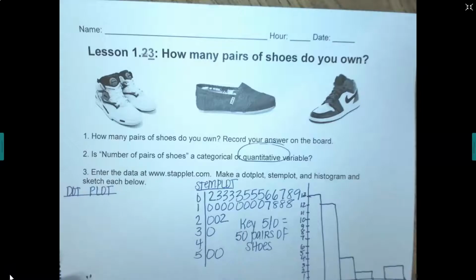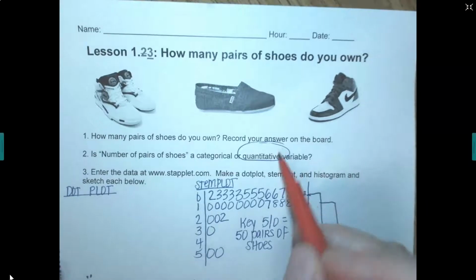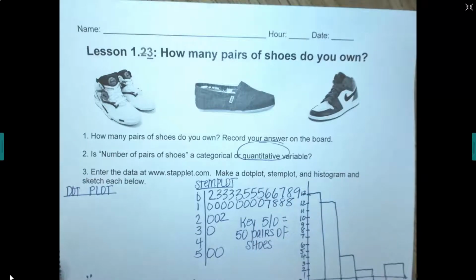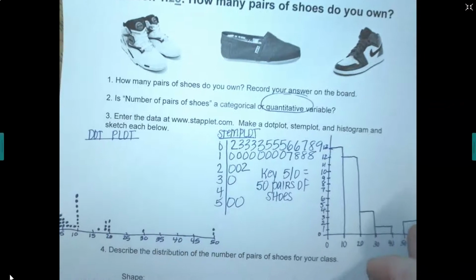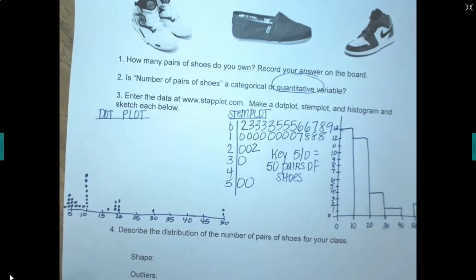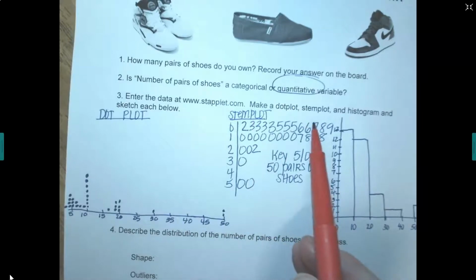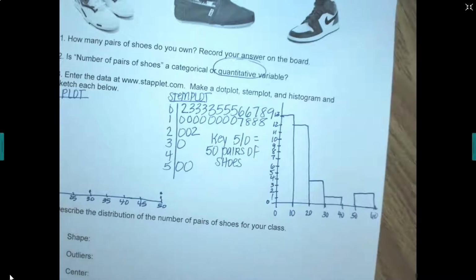All right, so hopefully you've done all of your drawings so you're able to take the notes for this section. The first thing was we took the data. The number of pairs of shoes is quantitative. It's a number that is meaningful if we measure it. So you should have entered the data at Statlet and made a dot plot, stem plot, and histogram. So we have our dot plot, our stem plot, and then our histogram.